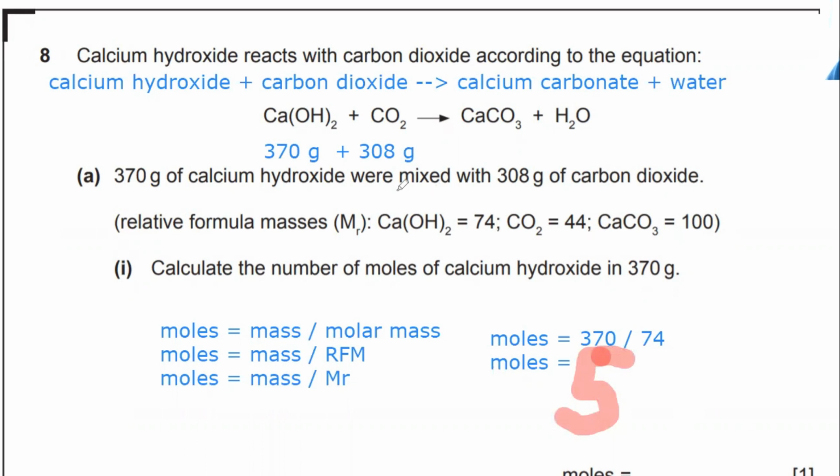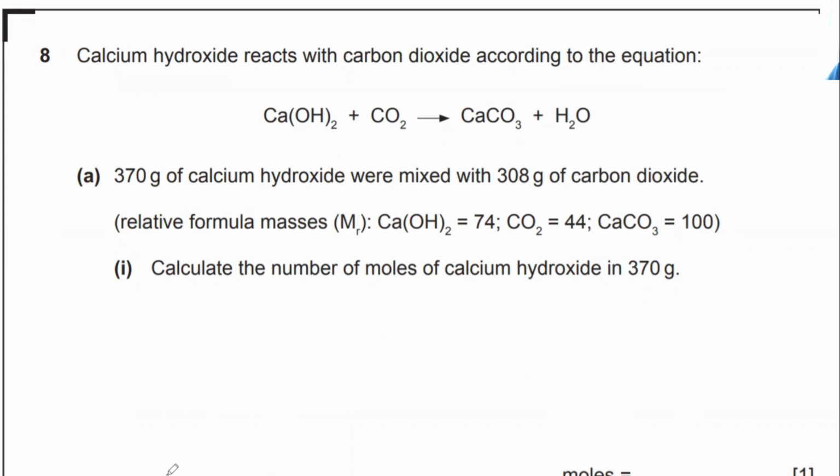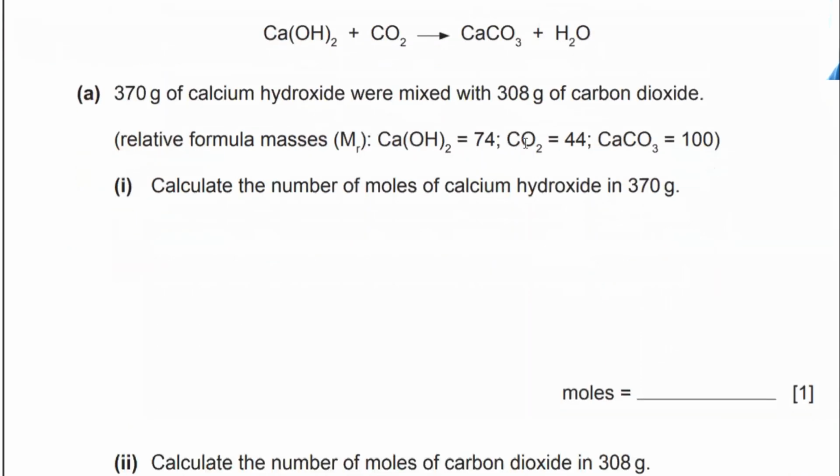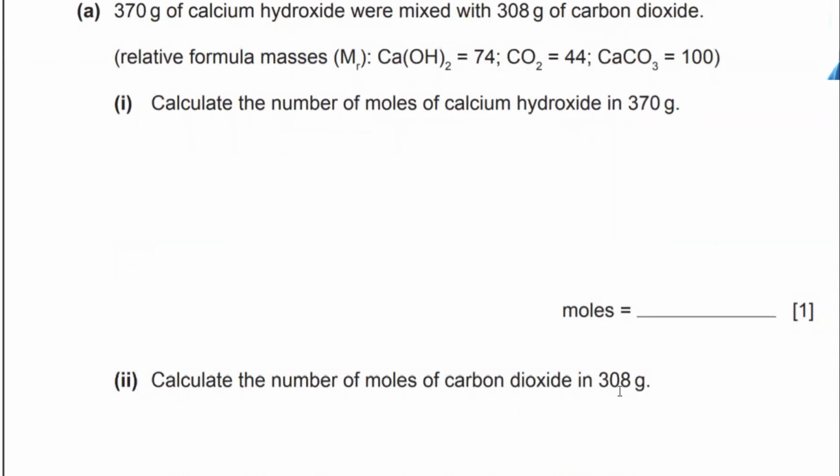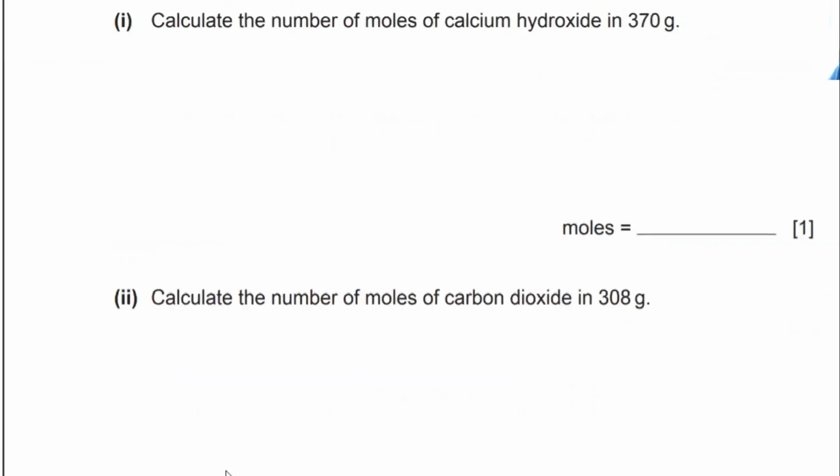So now we know that in the reaction vessel, what we've mixed in, 370 grams of calcium hydroxide, is the equivalent of 5 moles. Now the next one, feel free to pause the video here and try this yourself. The number of moles of carbon dioxide in 308 grams. Same equation: moles is equal to mass over RFM, or molar mass. The mass is given there, so it's 308 grams, and that is divided by the RFM, which was given to us above, which is 44.